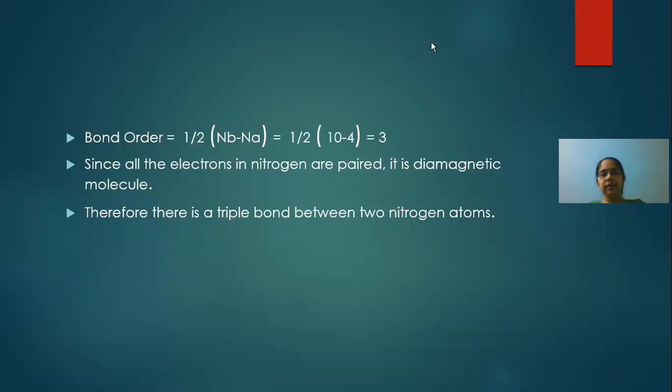So that is the bond order present between the two nitrogen atoms in a molecule and the magnetic properties. So that is the molecular orbital energy level diagram for nitrogen. Molecular orbital diagrams for oxygen and fluorine I'll explain in the next video.